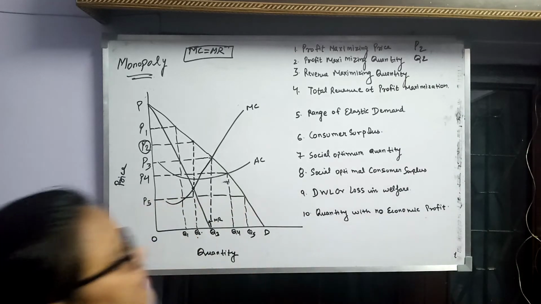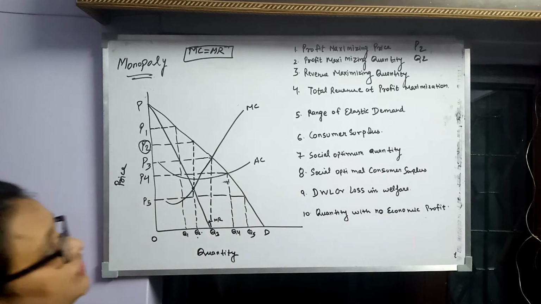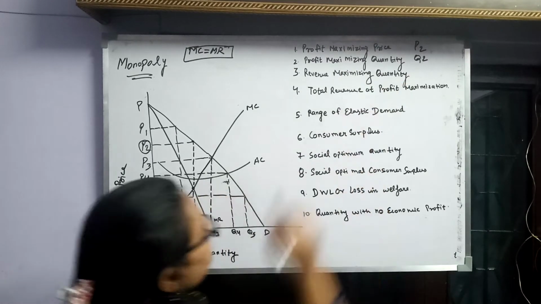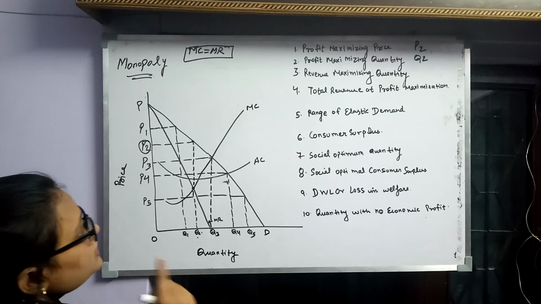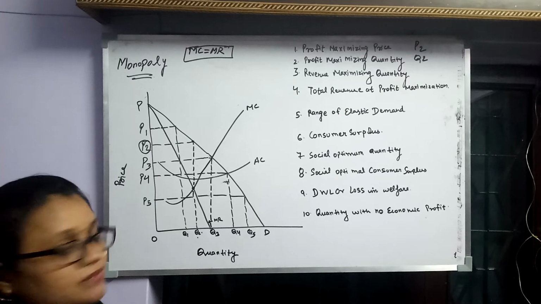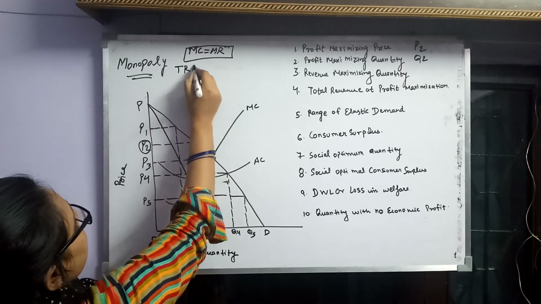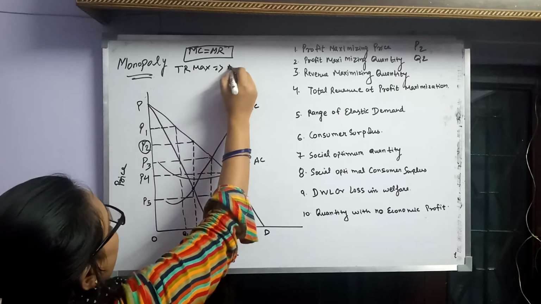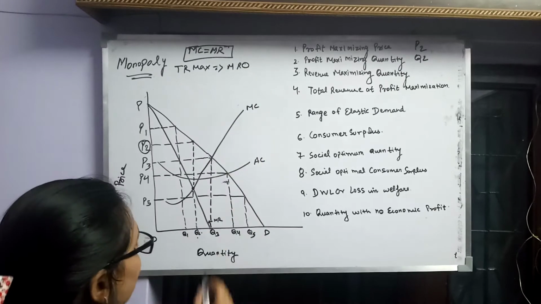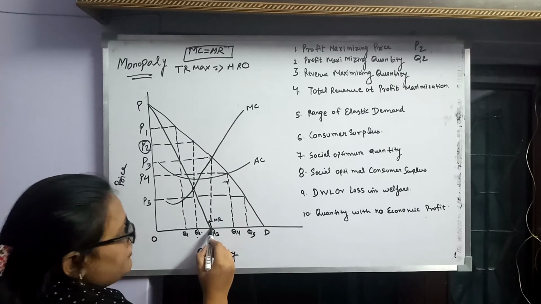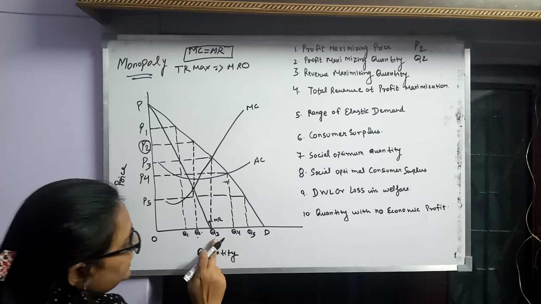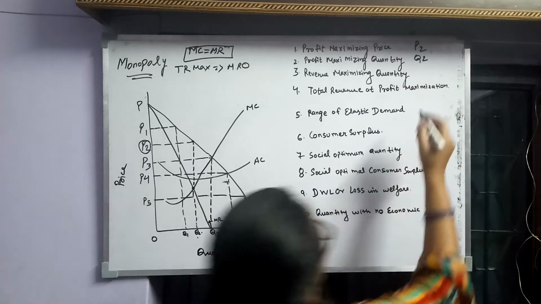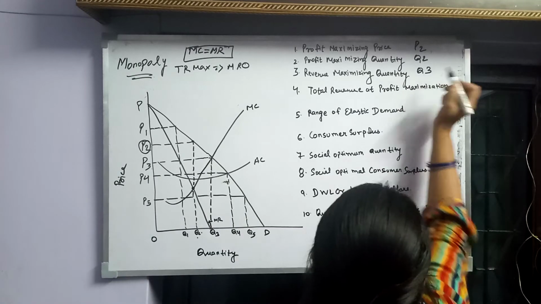Now, revenue maximizing quantity. The question is where the revenue is maximum, at which quantity. We can see that total revenue is maximum when marginal revenue is 0. So here this is the point where marginal revenue is 0, and at this point we have this quantity Q3. So the revenue maximizing quantity is Q3.